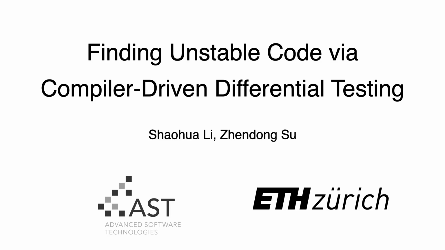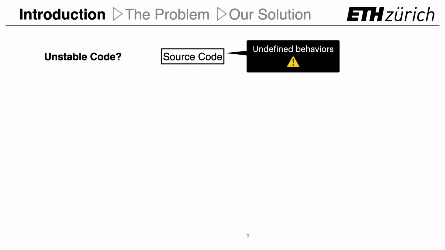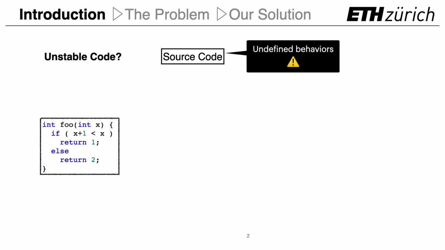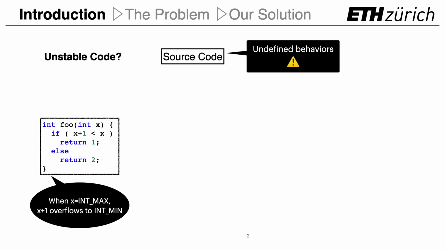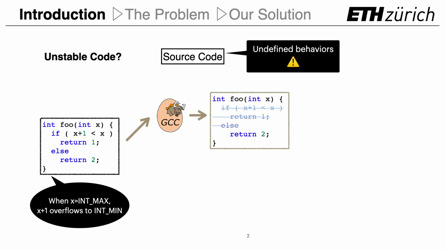We present a new way of finding unstable code via compiler-driven differential testing. Unstable code refers to source code that contains undefined behaviors. For example, in this code, x equals integer max, x plus 1 overflows to integer min, and b less than x consequently. However, integer overflow is undefined behavior.